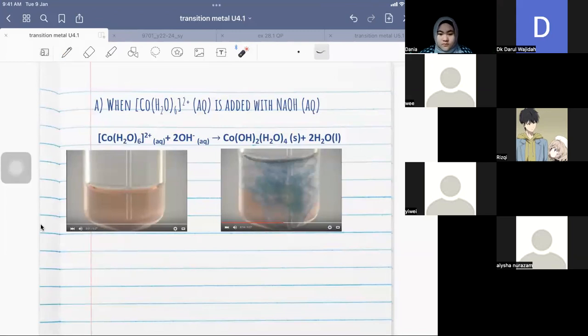You see the precipitate is blue. So whenever you ask me, this is why I always tell you, when you ask me what color is the precipitate, you have to be careful. Do not confuse the color of the precipitate, which is blue in this case, and the color of the solution, which is pink. We want to look at the color of the precipitate, which is blue.